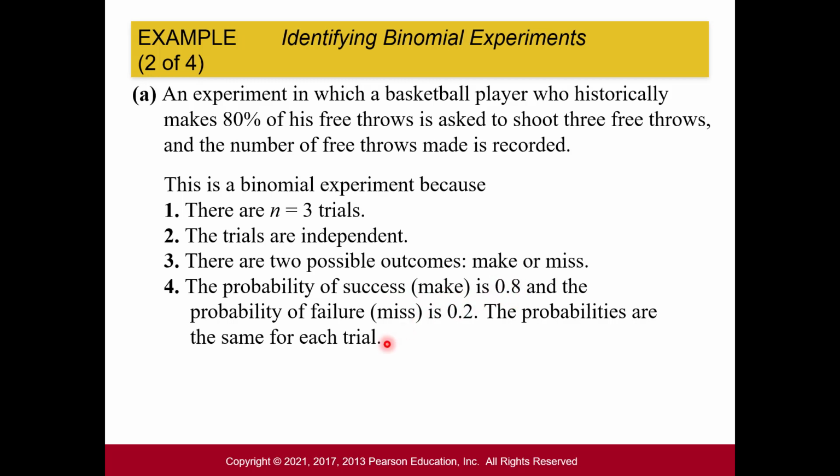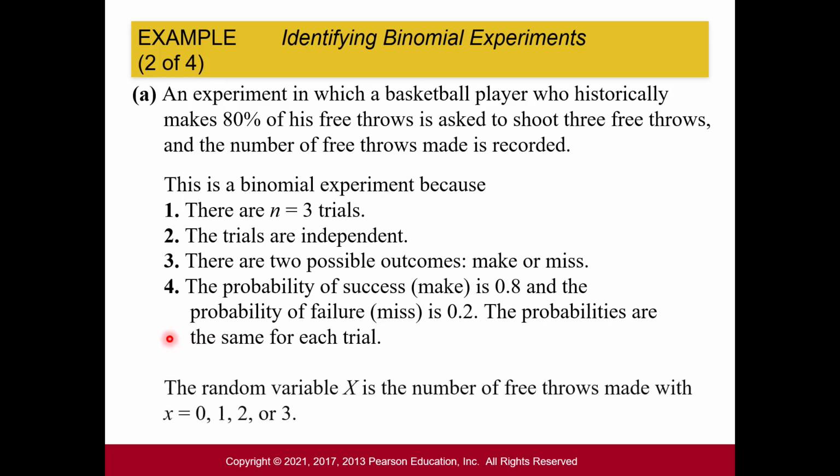And then the probability of failure or missing is the complement, so 1 minus 0.8, which is 0.2 or 20%. And the probabilities are the same for each trial. So each time this trial is repeated, the probability of making it is always 80%, the probability of missing is always 20%. So the random variable x is the number of free throws made. So that could be the x would be 0 shots made, 1 shot made, 2, or up to 3.